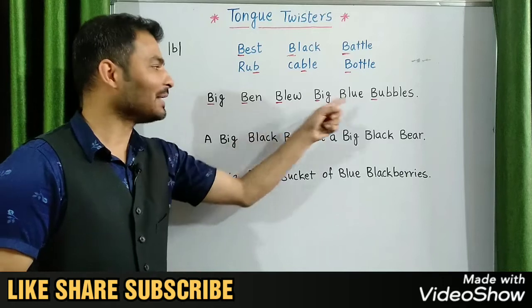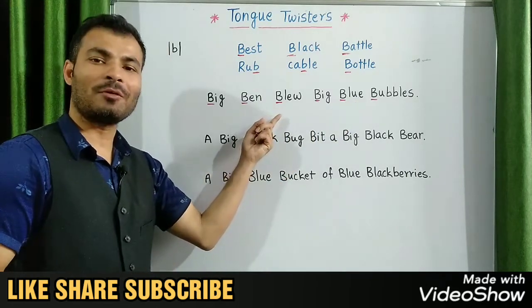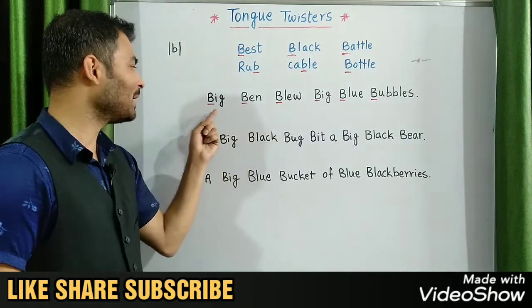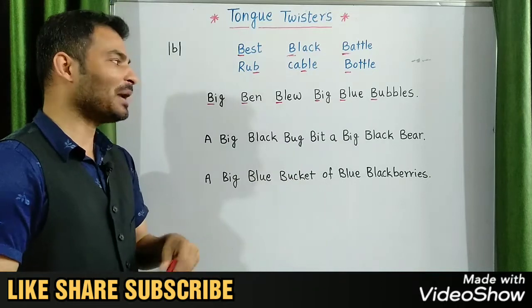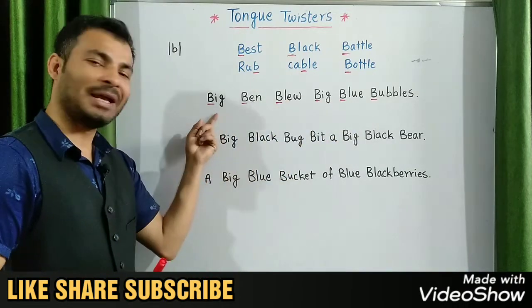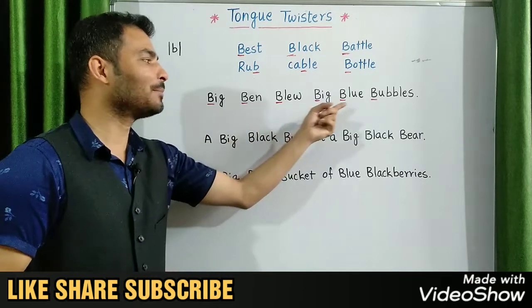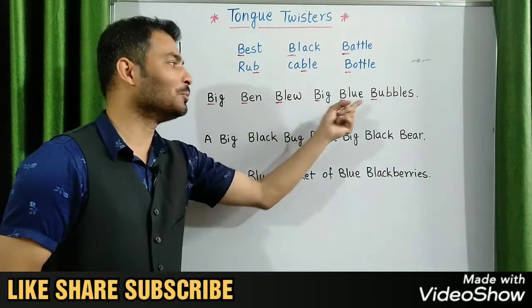It's blue and this is blue. Blue is a color and this is blue, second form of blue, right? So Big Ben blue, big blue bubbles, right? Say it after me. Say Big Ben blue, big blue bubbles. Big Ben blue, big blue bubbles, right?